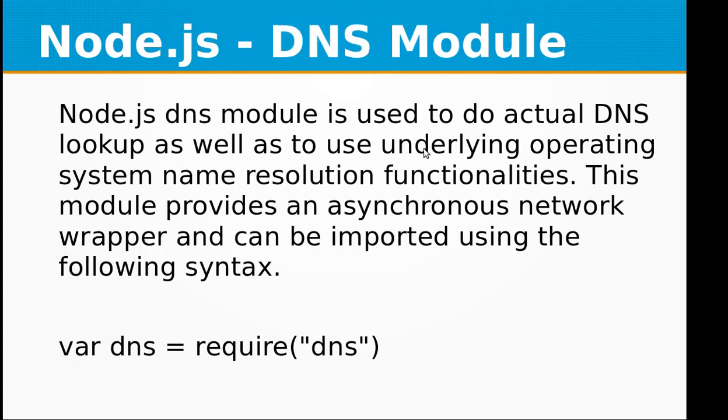Okay, the next one is the DNS module. The Node.js DNS module is used to do actual DNS lookup as well as to use underlying operating system name resolution functionalities. This module provides an asynchronous network wrapper and can be imported using the following syntax. So you can create the DNS object by requiring the DNS module.